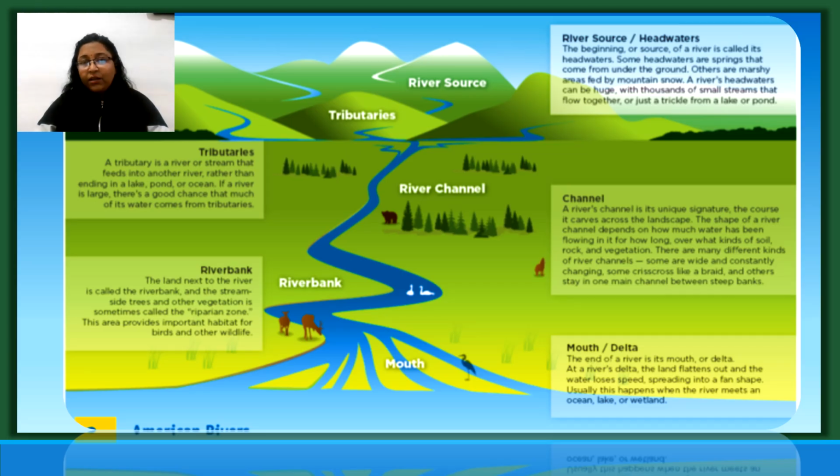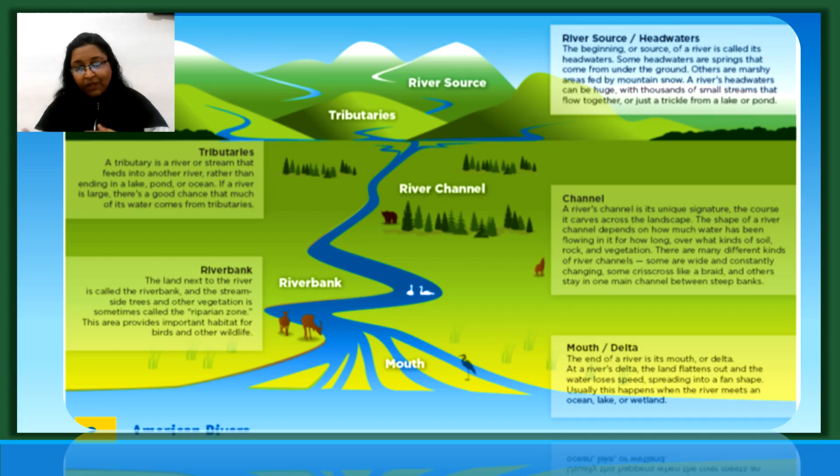Now this again gives us some of the definitions that are related to a river and its course. So the first one is the river source. River source we call as headwater, and this river source or headwater is the place where the rivers originate. This headwater can be a spring, it can be a glacier, it can be a very large high altitude lake. So all can be the river source.